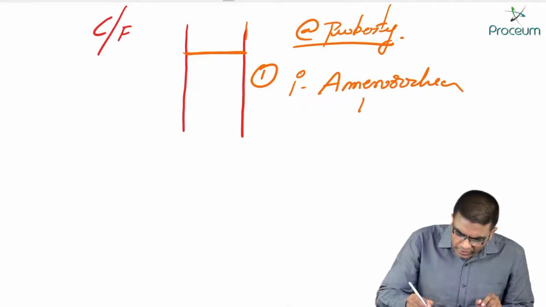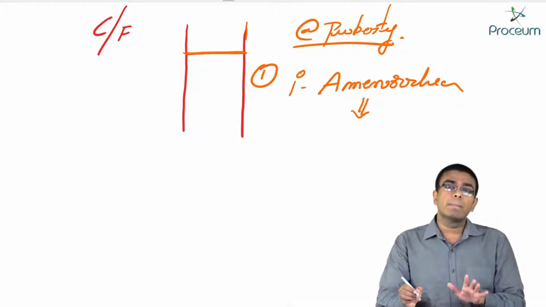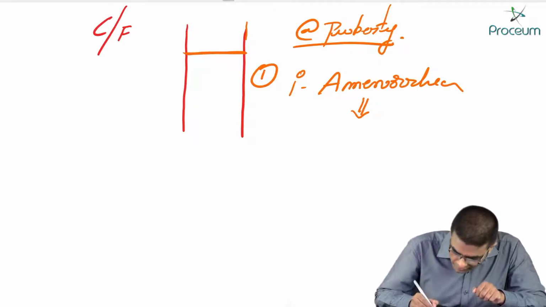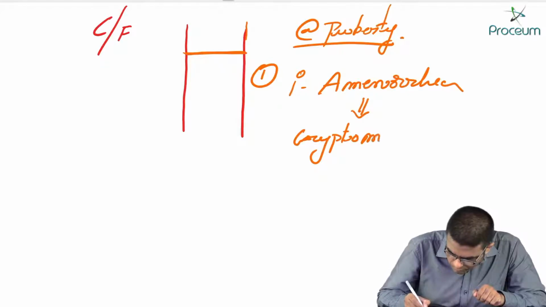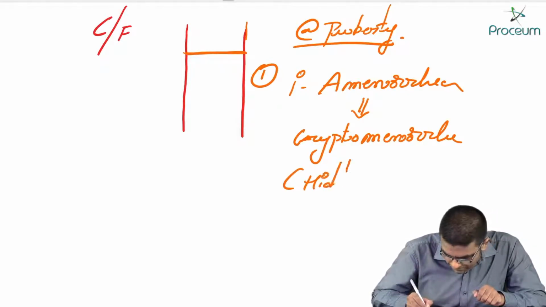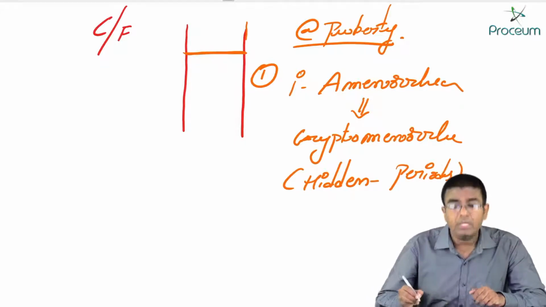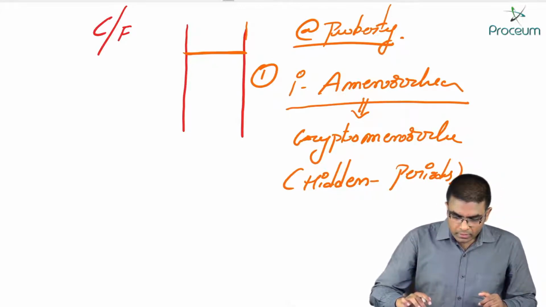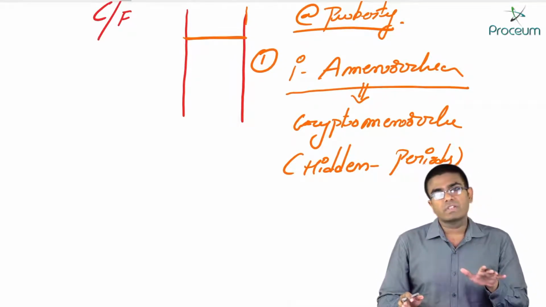But is it actually amenorrhea? Is she really not having her periods? No, she is having periods, but they are hidden. So these are hidden periods, which are known as cryptomenorrhea. These periods are not showing up. Now, guys, remember, one important feature is amenorrhea. Why? Because of this transverse vaginal septum.